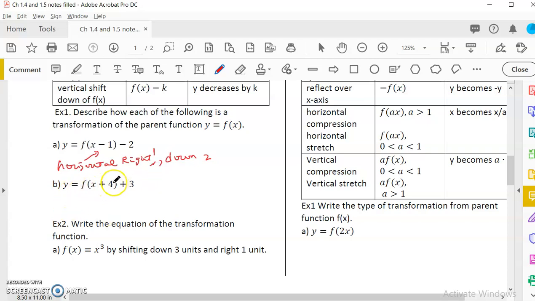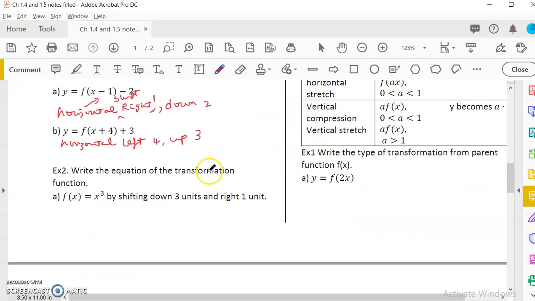What about x plus 4 inside? This is a horizontal shift. The shape of the graph looks exactly the same. And if I do plus 3 outside, it will be left 4 and up 3. So that's transformation, left and right, up and down, keeping the whole shape of the function.